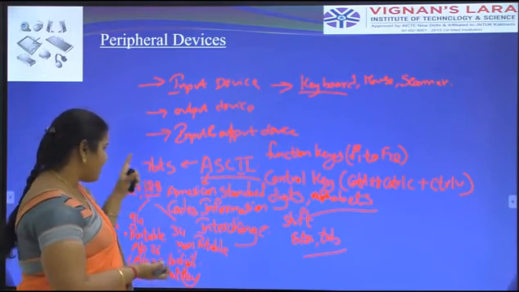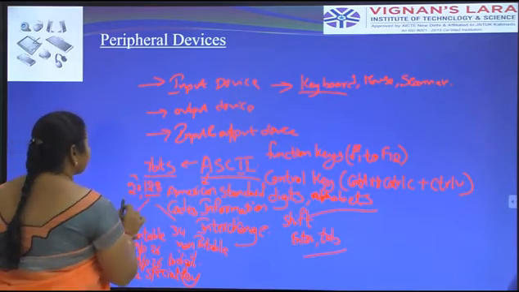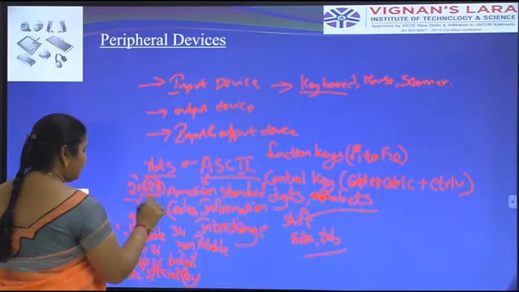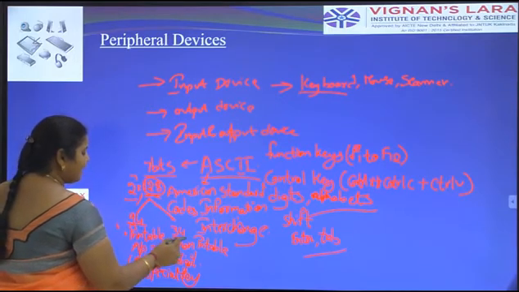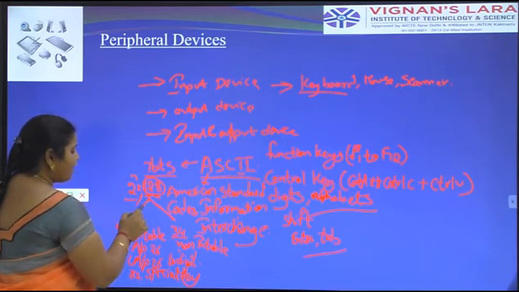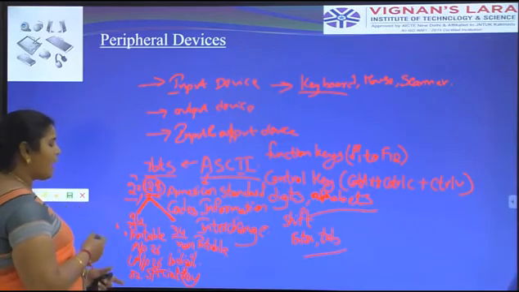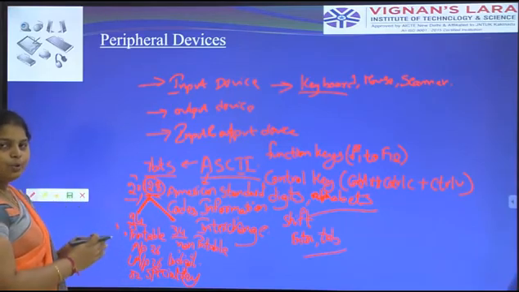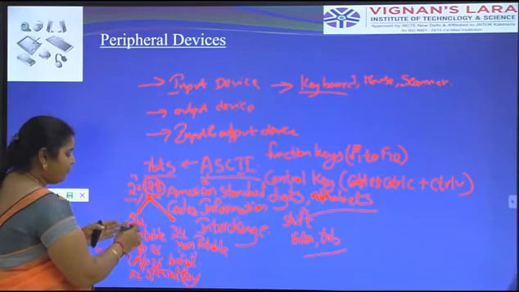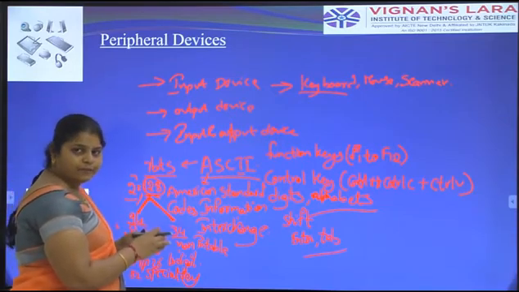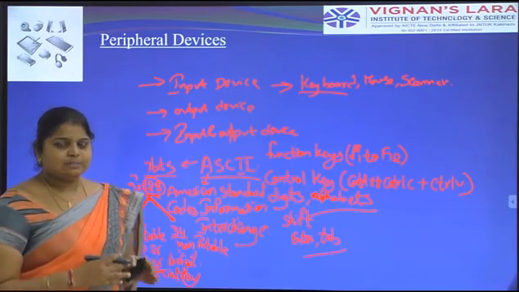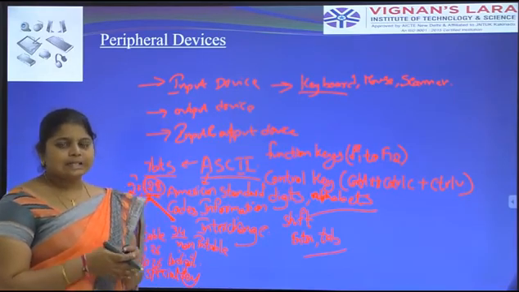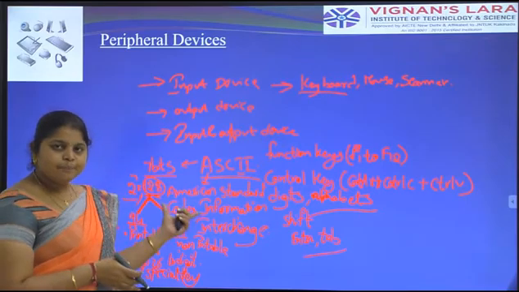It consists of 7 bits. 7 bits means 2 power 7, equal to 128 keys. Out of 128 keys we divide into two groups: 94 are the printable characters and 34 are the non-printable. Printable means it consists of alphabets, digits, symbols, lowercase letters and uppercase letters.